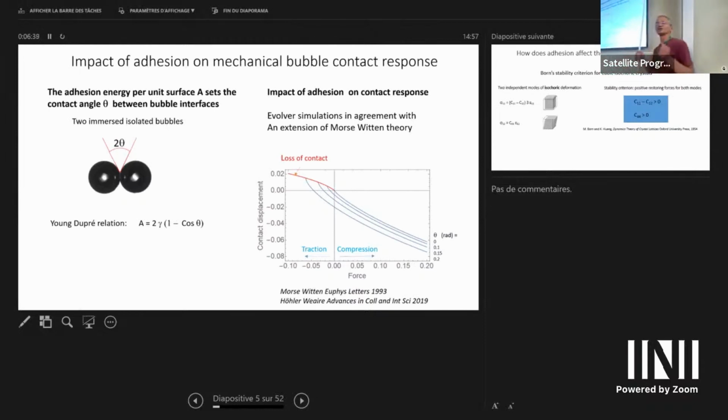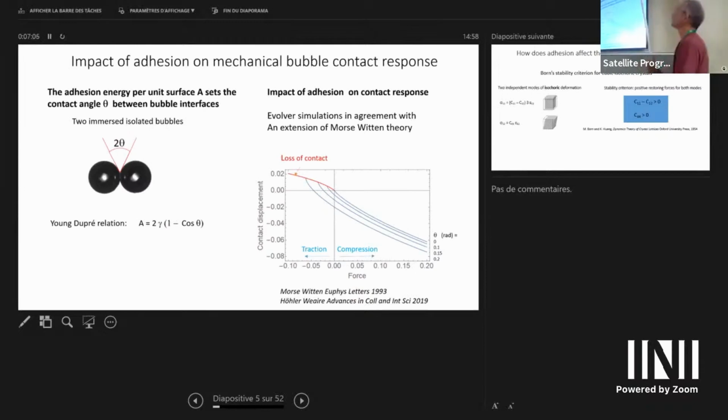What is the contact law? Well, in granular physics, we know the Hertz law. In the case of adhesion, we know the JKR theory. All this is no longer the right way of looking at things if you've got drops and bubbles, because here all the deformation energy is stored in the interfacial energy. And there's a very nice theory by Morse and Witten, which can be solved analytically.